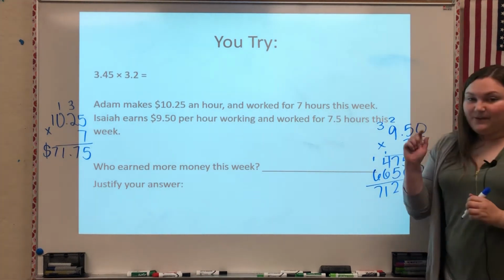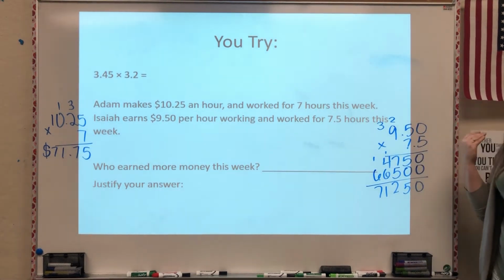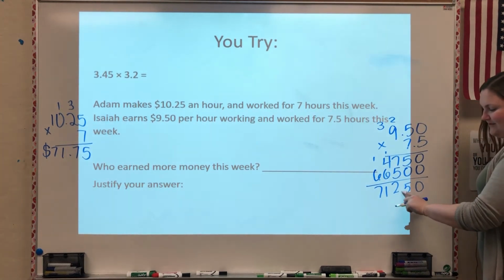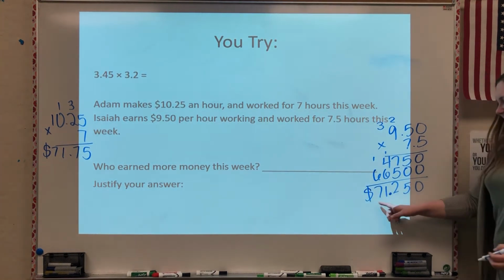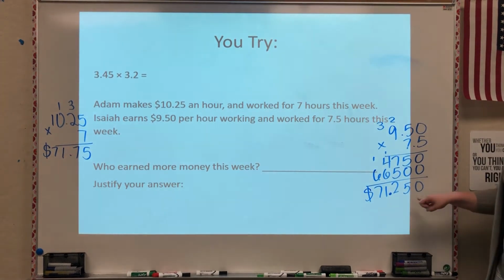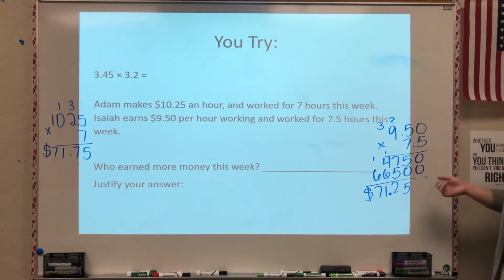When it comes to deciding where the decimal goes, we've got 1, 2, 3 numbers behind our decimal point. Means my answer needs 1, 2, 3 numbers behind our decimal point. Now we're talking about money. $71 and what is that, 250 cents? That doesn't look quite right. When you're talking about decimals, if you have a 0 at the very end of the decimal, that is not needed. So this is really $71.25. Once you know that, you're able to say who made more money this week, and I would use these numbers to help me justify.